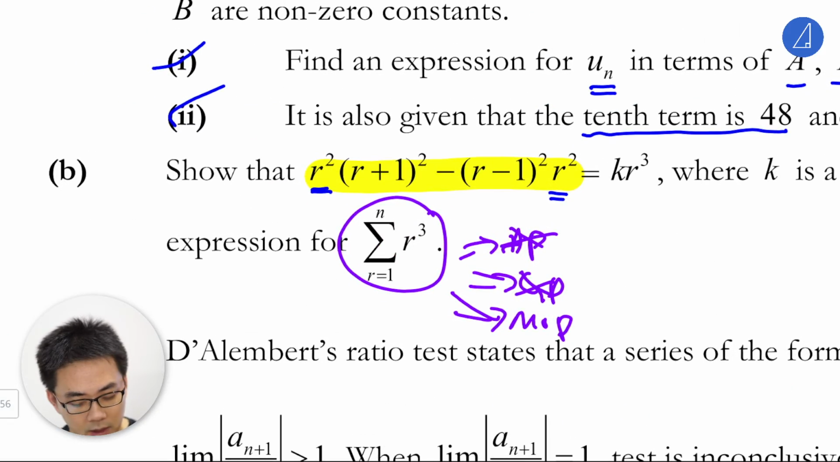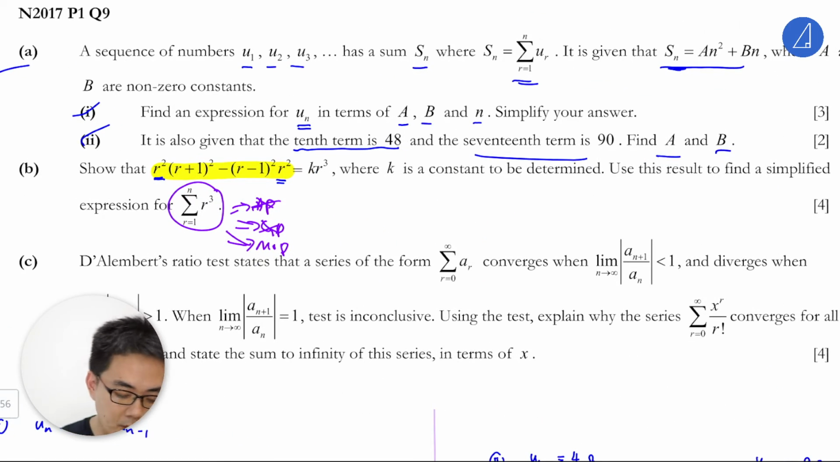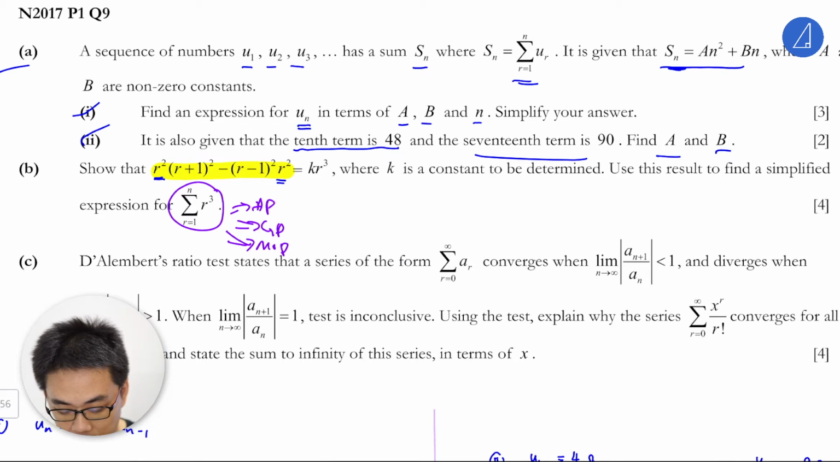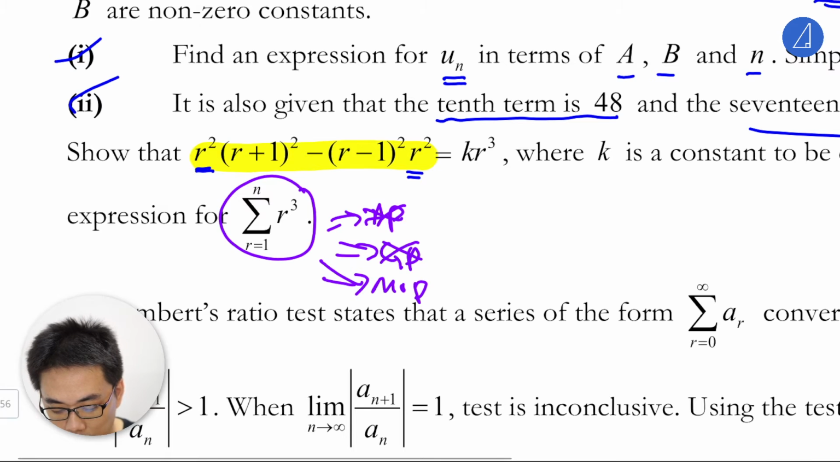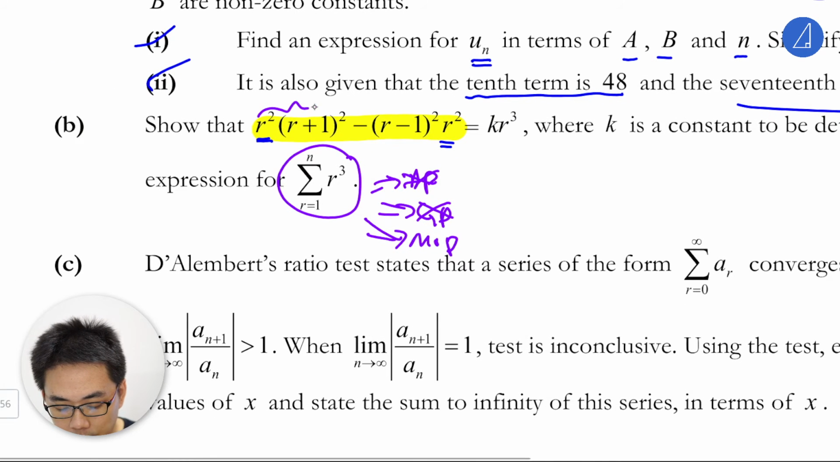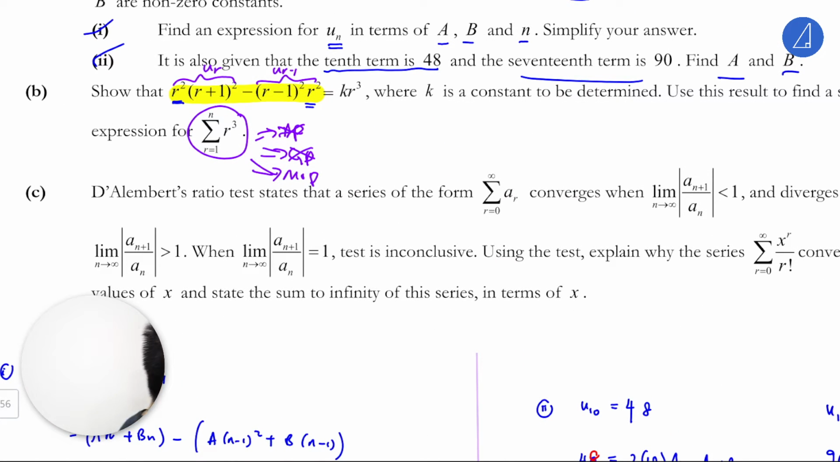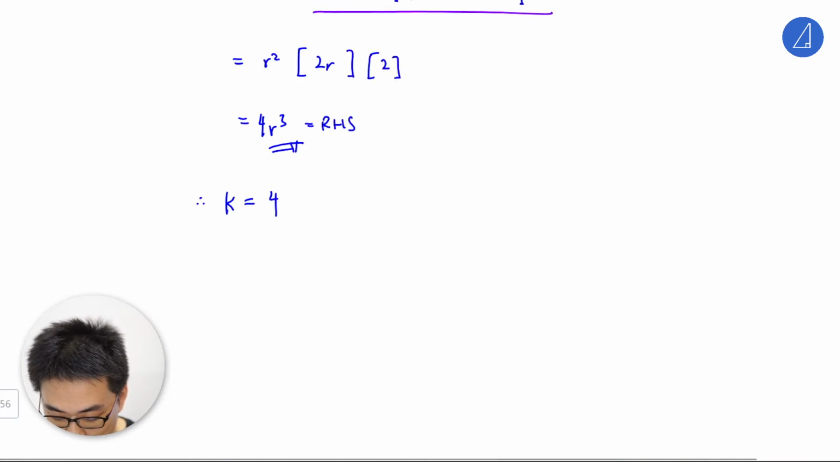So this is how you think when you're in the exam. For summation, it's quite standard. There's only AP, GP, or MOD. Okay, so that's what I'll suggest. Now this case here, so MOD will be these two terms. So if this is UR, this is UR minus 1. Right? If this is UR, that's UR minus 1. You can actually see that.